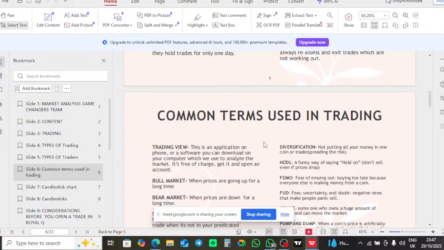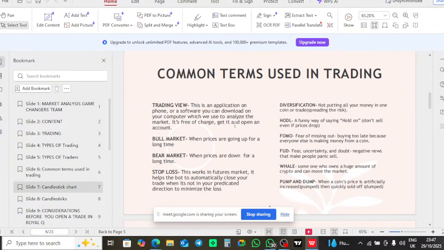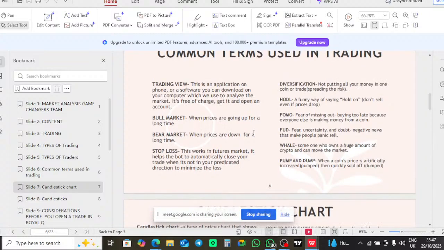Now, here we have common terms used in trading. There are many, and I think you will have time to read through.